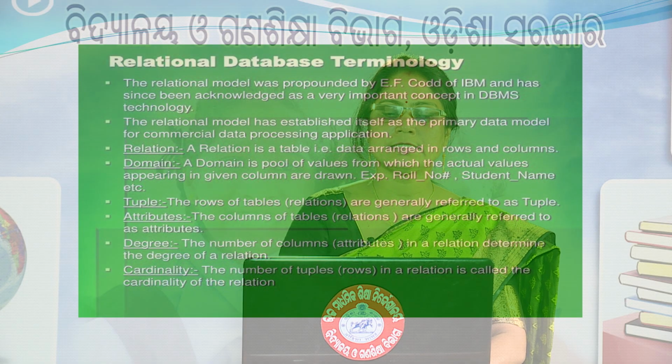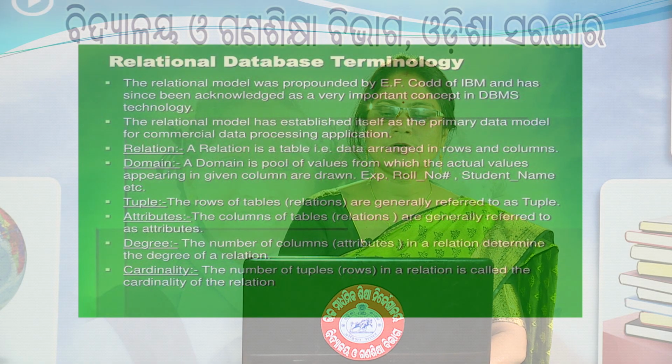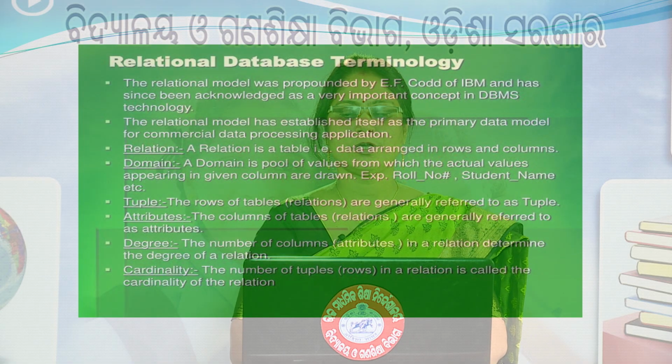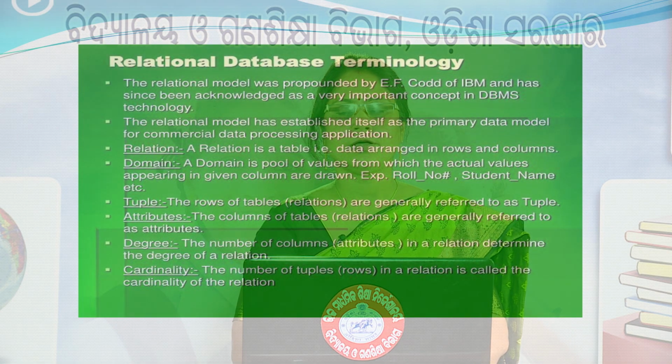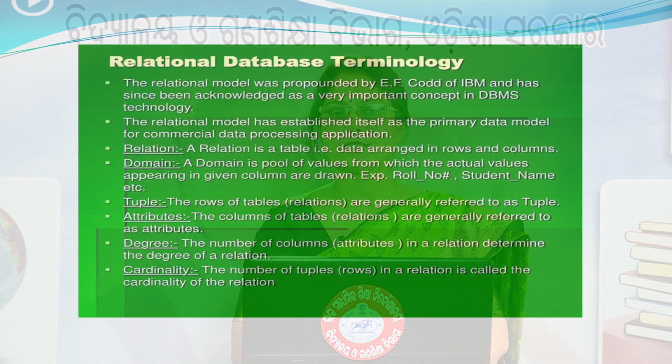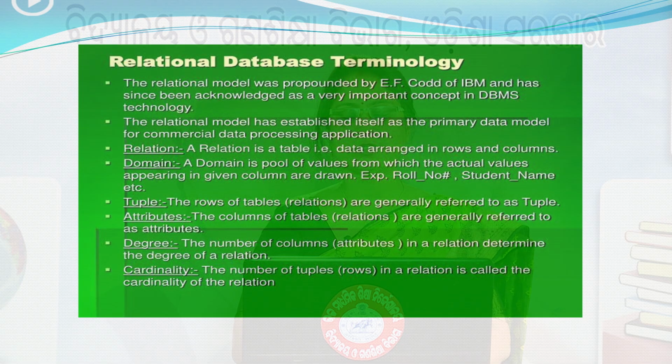The next term related to database terminology is the domain. The domain is the pool of values from which the actual values appearing in a given column are drawn. For example, if we are interested in seeing the roll number and name of the students, then we skip the rest of the attributes or columns. So, a domain is a pool of values from which the actual values appearing in a given column are drawn.